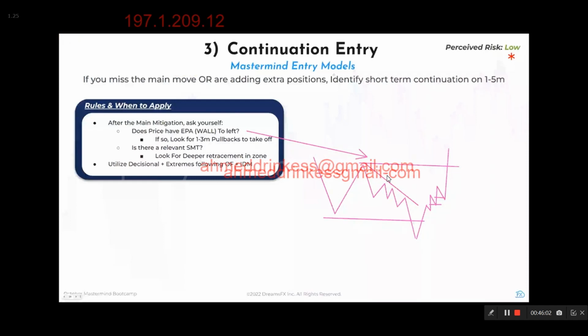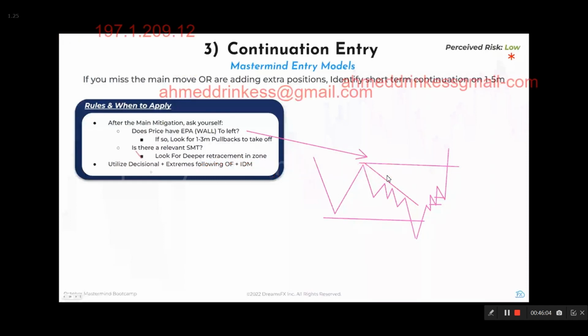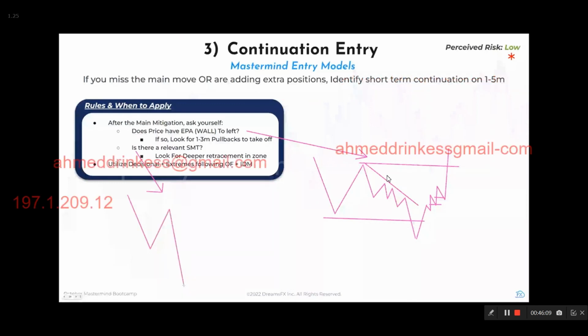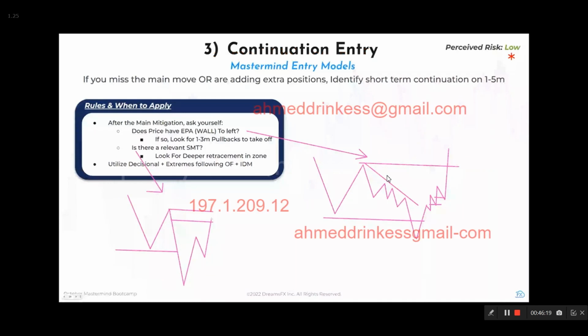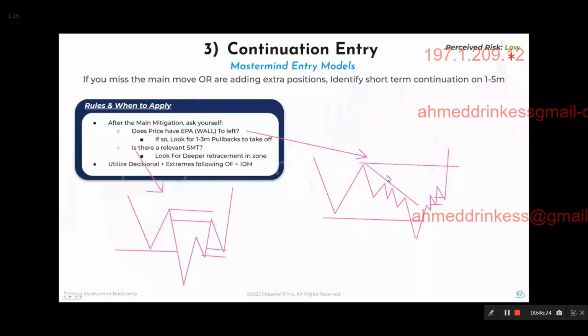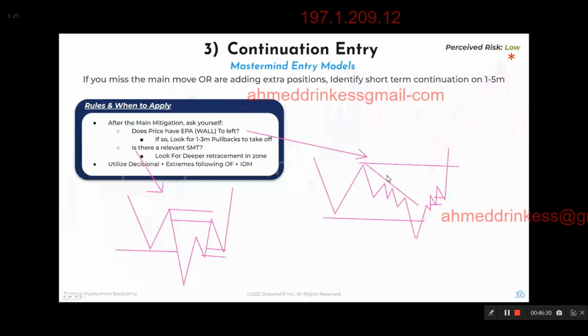Your second option for continuation entry is if there is no wall, right? Let's say you have this, and price mitigates an SMT. How do you think we can get in now? Well, same thing. If this is an SMT, we know it's going to cause a pullback. So it could potentially just come back down to here, then go higher. Either way, you're going to be using the 1 minute through the 5 minute to get in, because if SMT is mitigated, we know that it's going to come back to order flow, right?